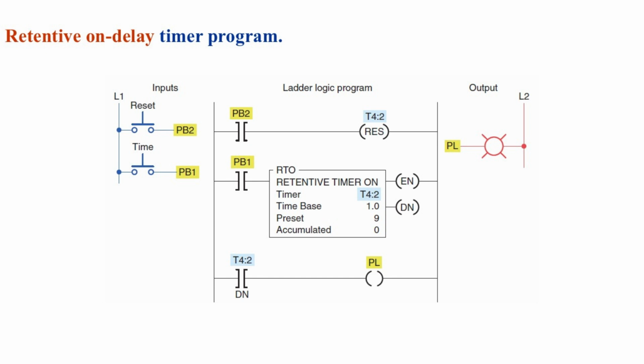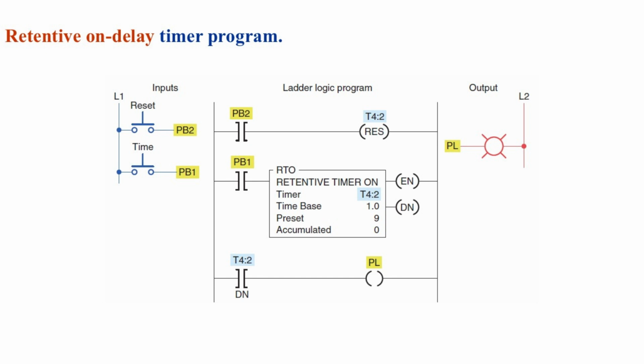Once the accumulated time equals the preset value, the done bit, labeled T4:2/DN, turns on. On the bottom rung, the done bit is used to energize the pilot light, labeled PL, on the right side of the diagram. This light turns on once the total runtime reaches 9 seconds, even if the timing happens in multiple intervals. To reset the timer, PB2 must be pressed. This activates the reset instruction, labeled T4:2/RES, which clears the accumulated value back to 0.